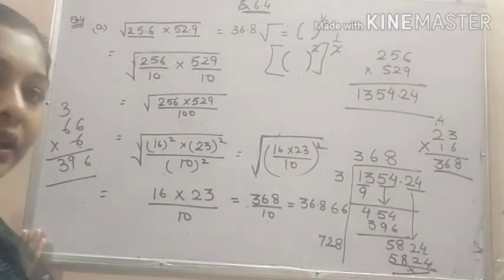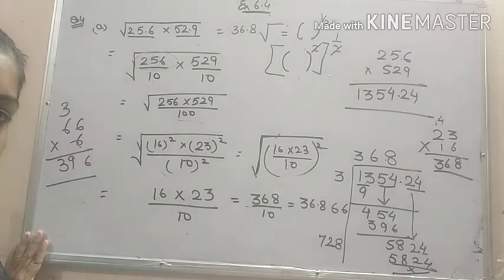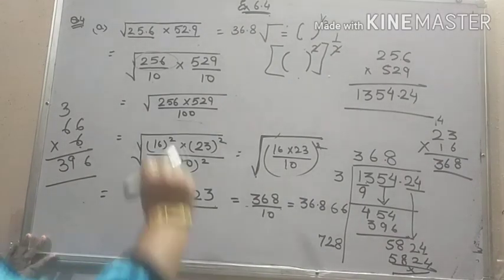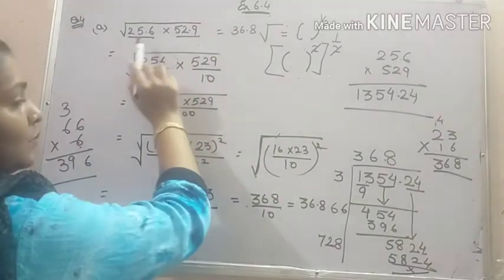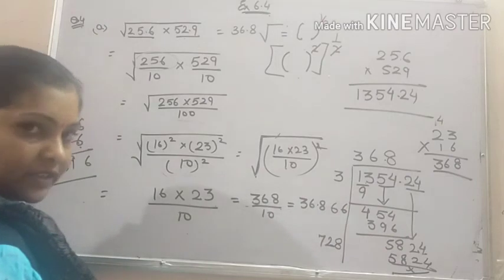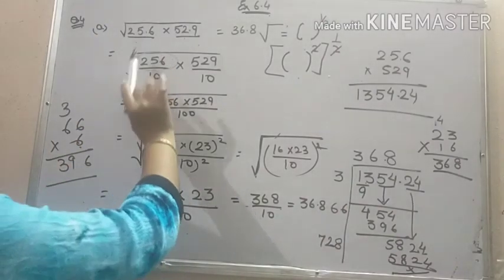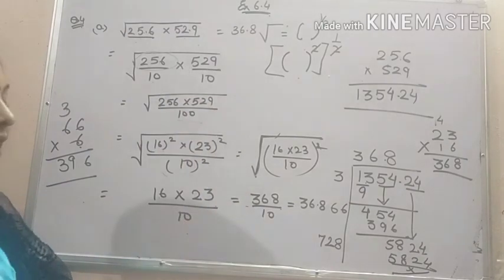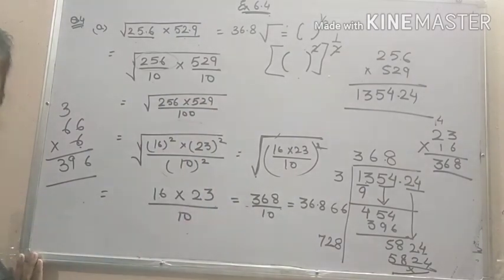36.8 only. So you can use any of the methods which you find easy. In this method, first of all you have to multiply both the terms and then find the square root using the long division method. And in this method, first of all remove the decimal sign, find the square root of each number, and then do the calculation part. That solves our problem.